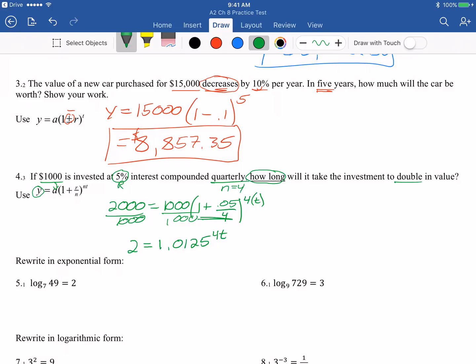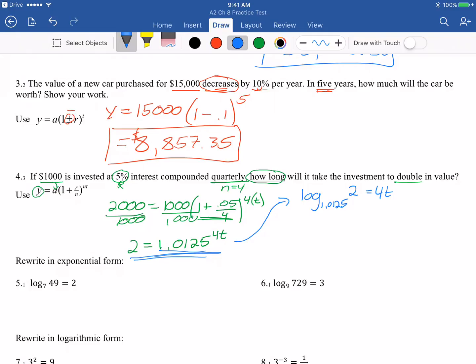Okay, so now we talked about in class about how to solve these exponent equations. So we talked about when in doubt, change that form. So this is an exponent form right now, so I'm going to change that into log form. So I'm going to take the log, and remember that this is going to be my base, whatever that number is, so it's 1.0125, and I'm going to take that log of 2 equals 4t.